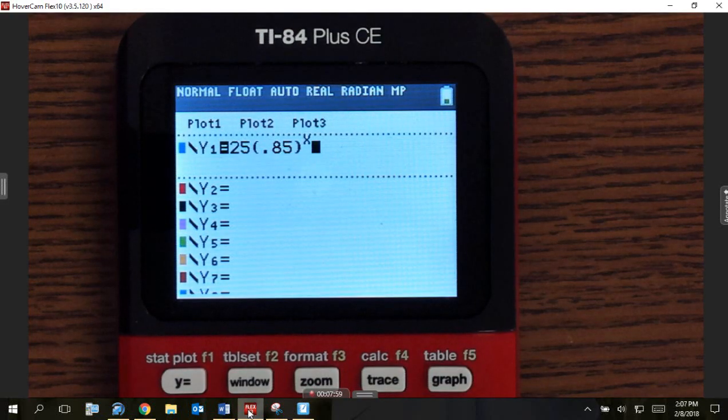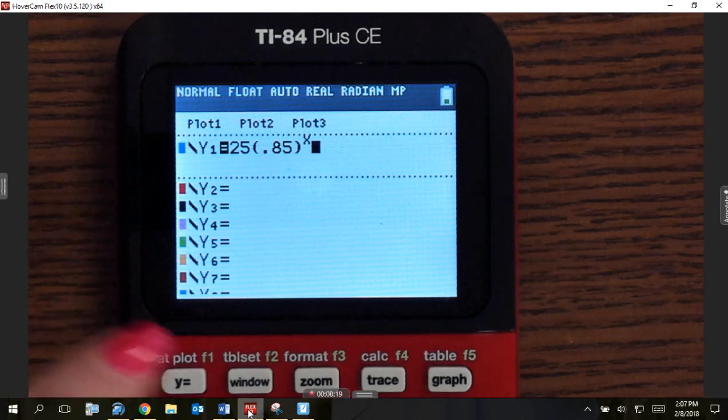So I'm typing into Y1. Please, everybody do this, because if you don't do it yourself, you won't remember how to do it. I'm actually not even going to graph it. What I'm going to do is look at my table. Go ahead and type 25 times 0.85 to the x power, and then go to your table.